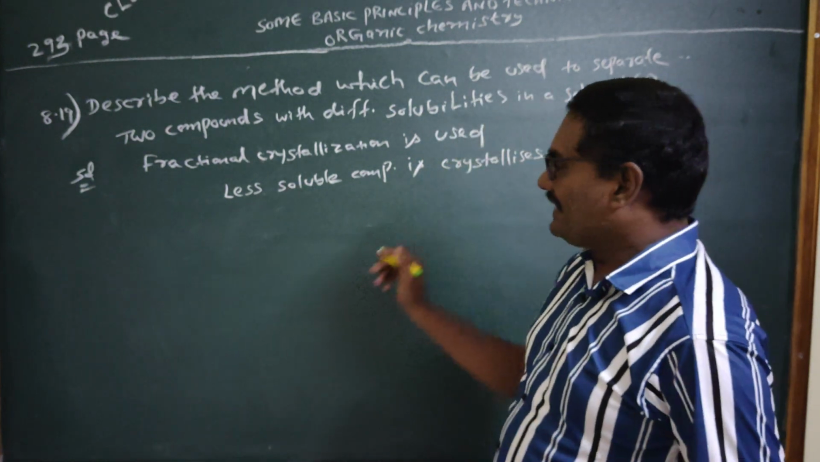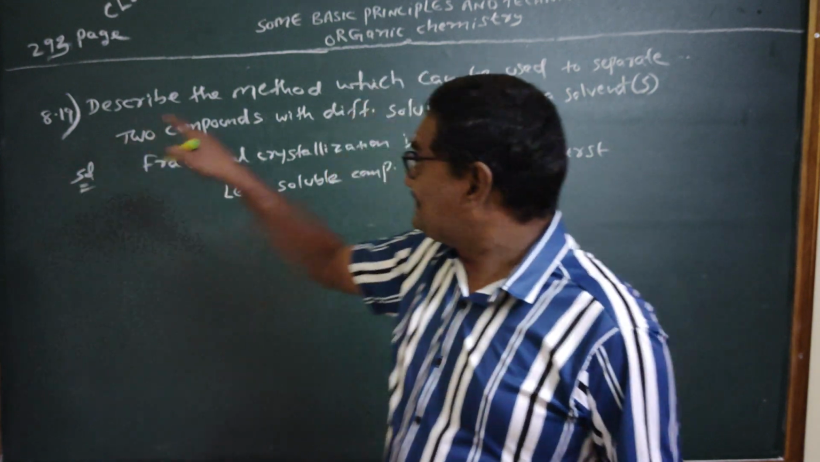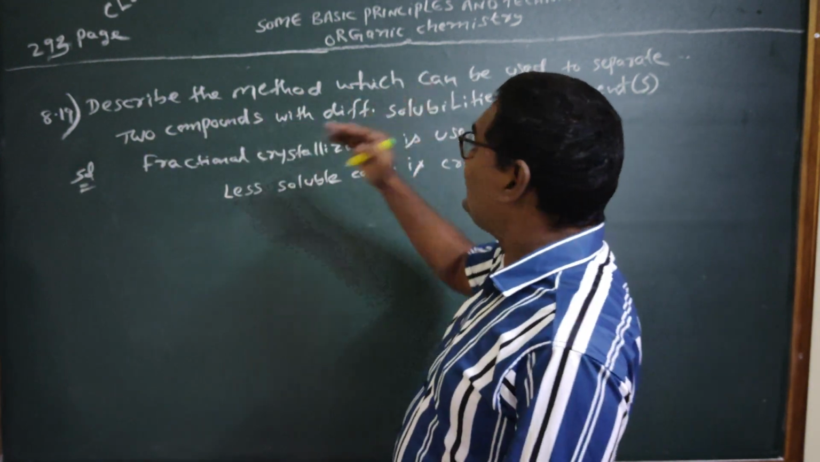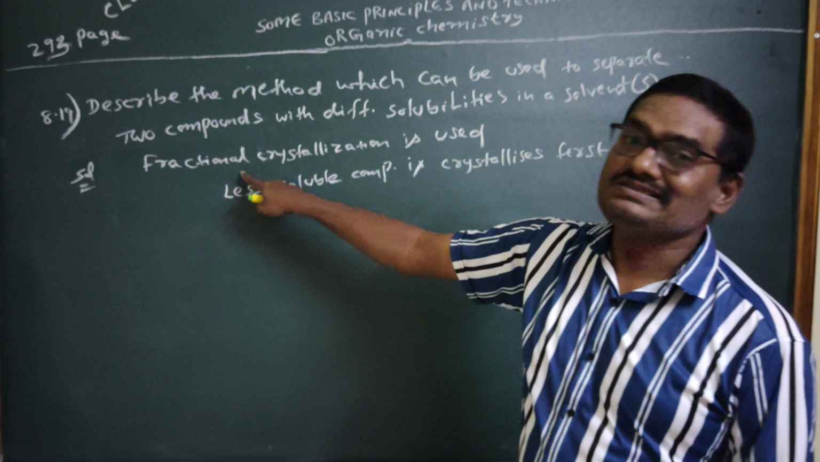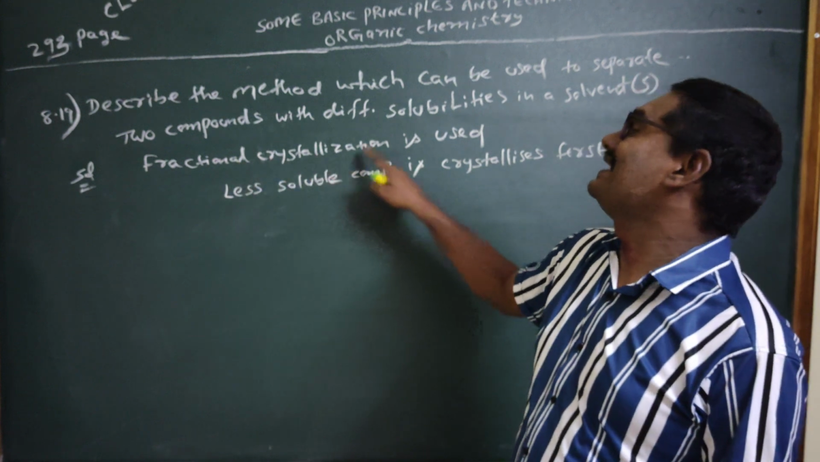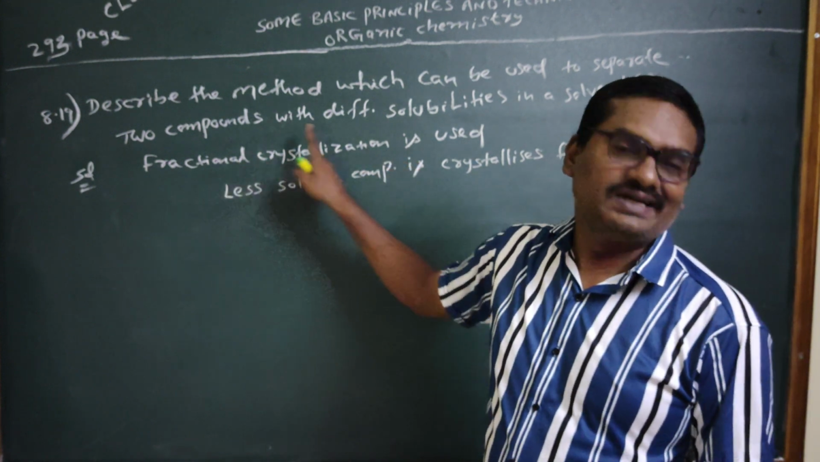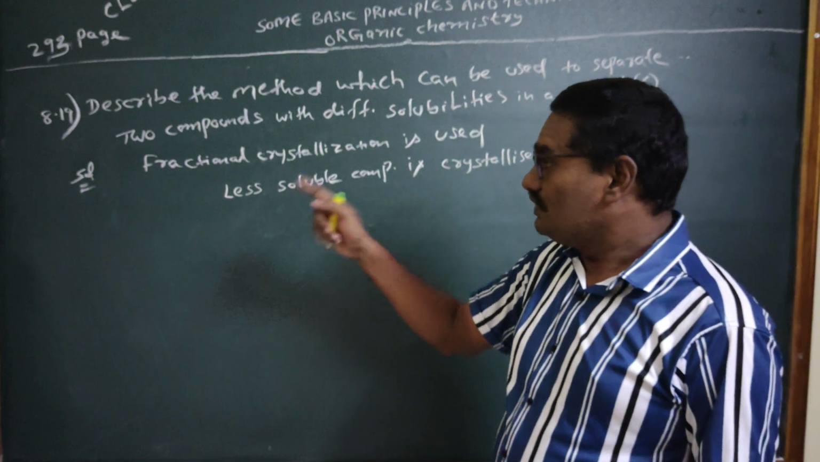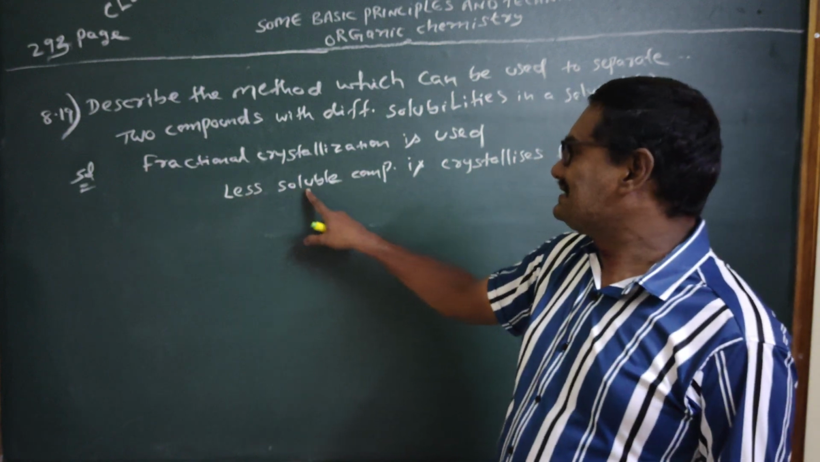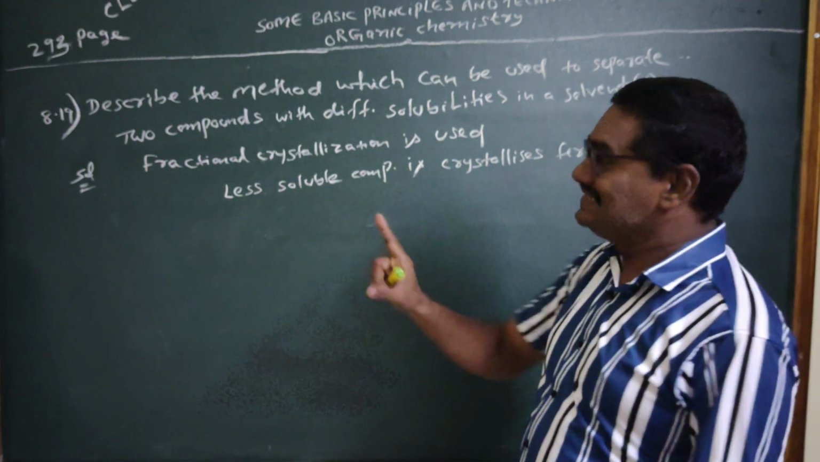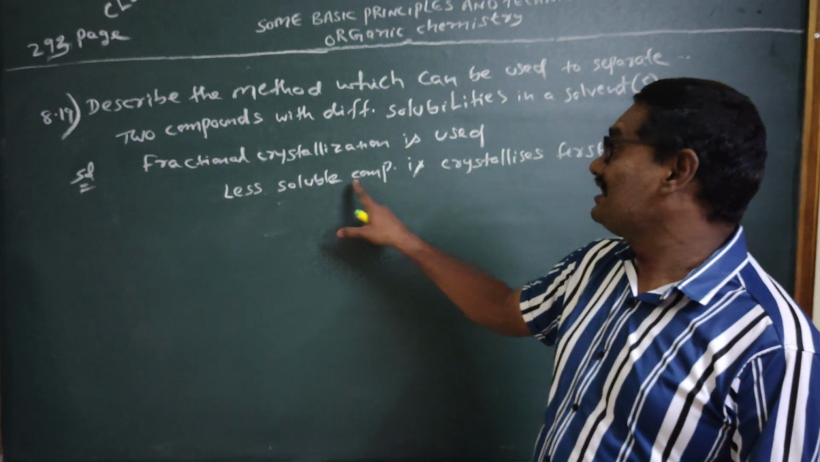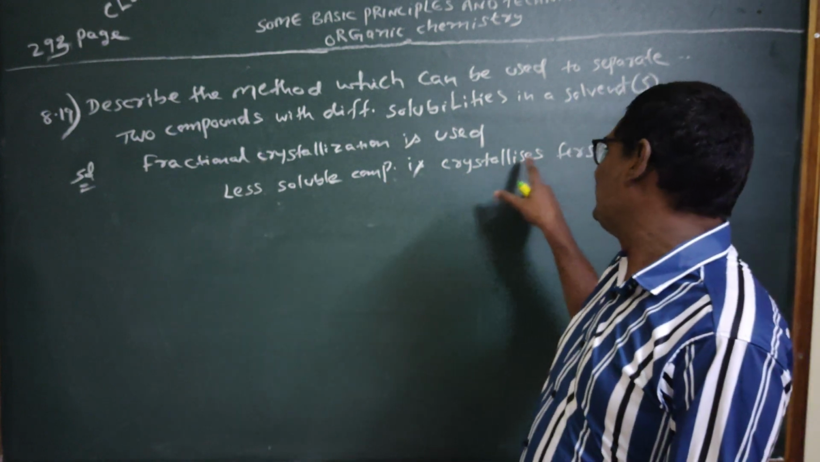For example, two solids can be separated with, the answer is fractional crystallization. Fractional crystallization. So, another rule is that the less soluble compound crystallizes first.